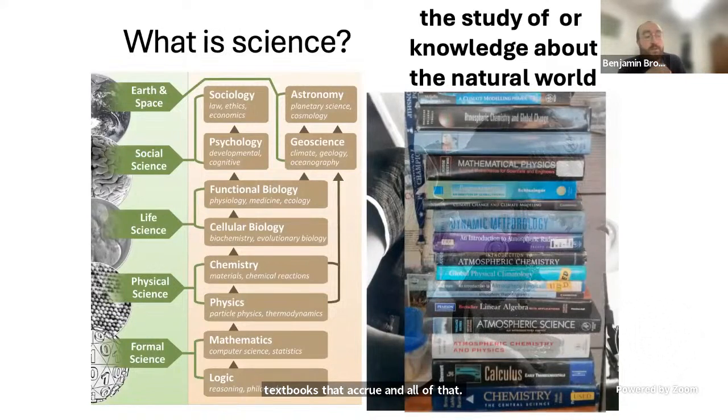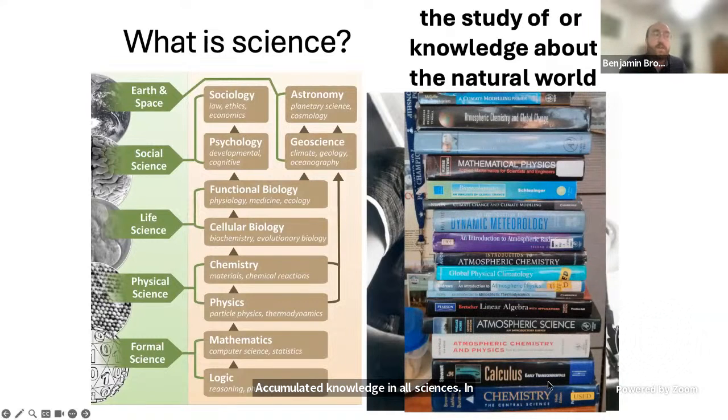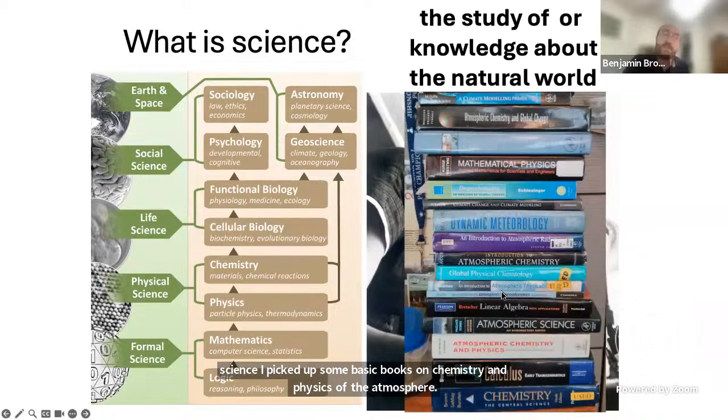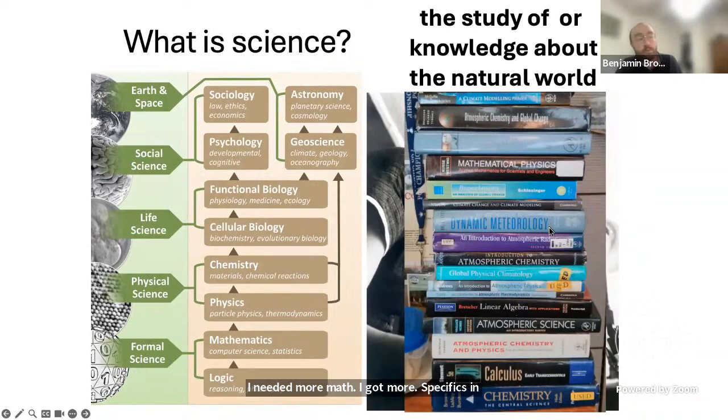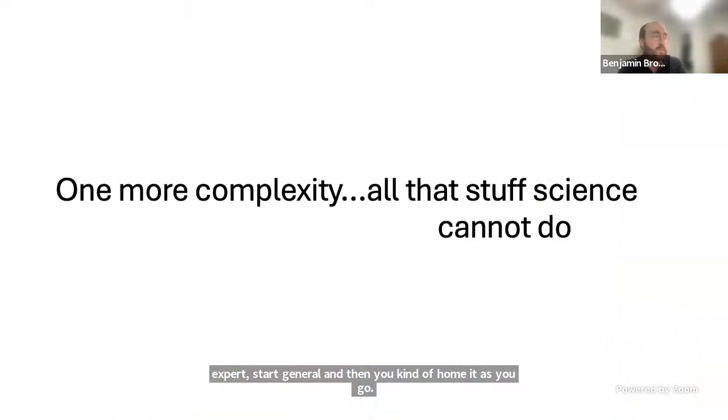In my personal history, you can see it here. I've stacked them based on my time moving through the climate sciences, where at the beginning it was basic chemistry and basic calculus. As I moved into climate science, I picked up some basic books on chemistry and physics of the atmosphere. I needed more math. I got more specifics in thermodynamics. I needed even more math. And as you go, you stack up into this very fine point. That's how, in any field, you become an expert. You start general, and then you hone it as you go. So this would be my body of knowledge, what's in these textbooks.